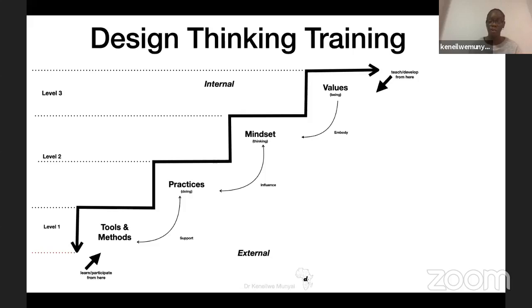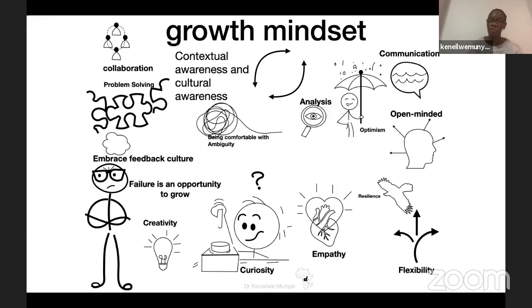And of course, again, to reiterate the growth mindset, so collaboration and problem solving, embracing feedback culture is quite important. And then seeing failure as an opportunity to grow. And then creativity is quite important. Curiosity is at the core of it, and empathy and flexibility and resilience. And optimism. One has to be optimistic and always believe that something better could exist. And of course, an open mind and communication are quite important as well.